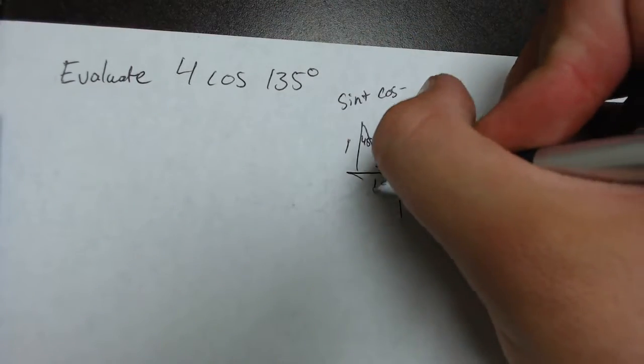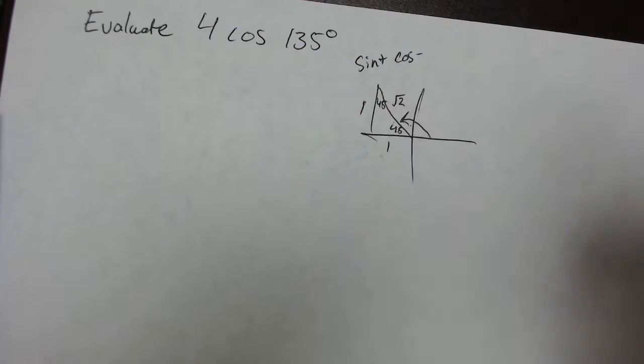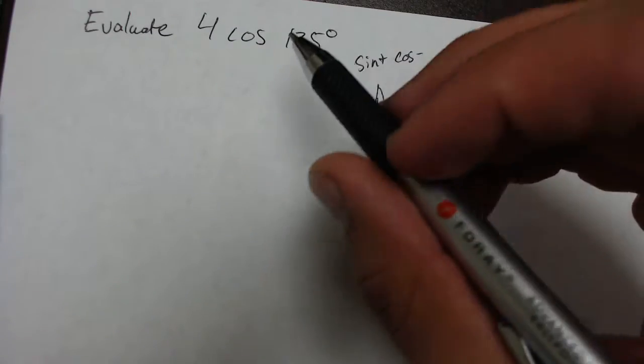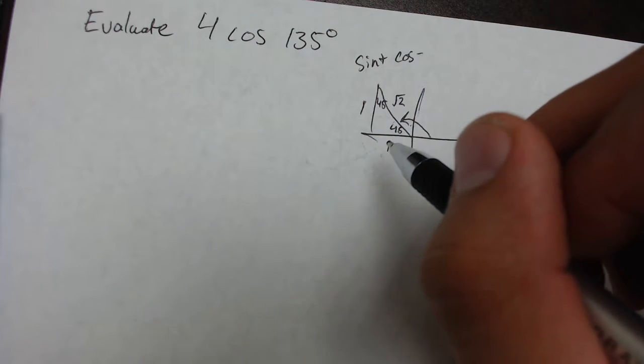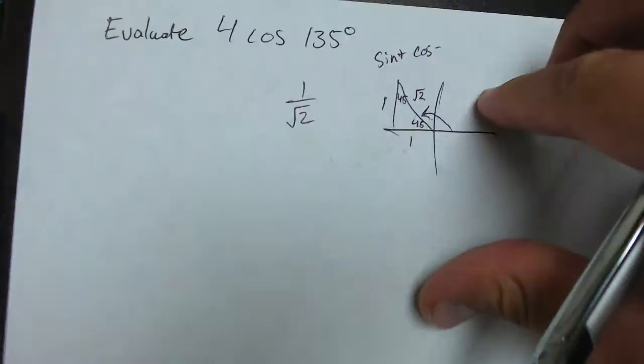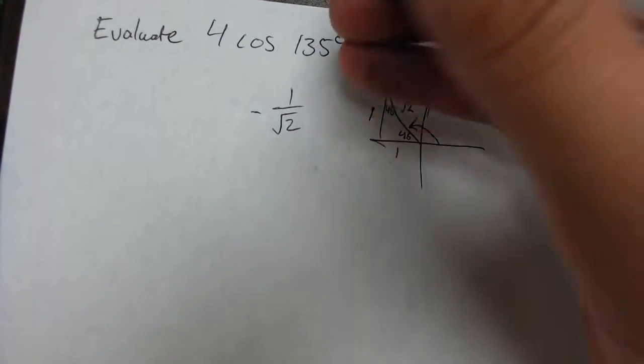The sides of this are going to be 1, 1, and root 2, since we memorized that. And then we have to take the cosine of the 45 degree angle. So cosine is going to be the adjacent over the hypotenuse. So that's going to be 1 over square root of 2. And then remember that in this quadrant, cosine is negative. From there, we rationalize this, and it becomes negative root 2 over 2.